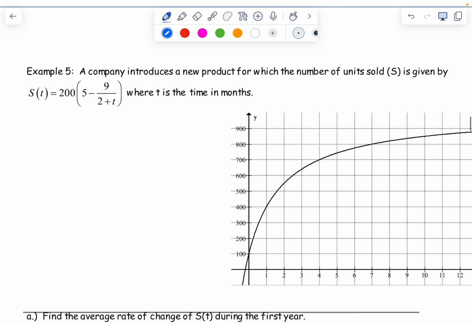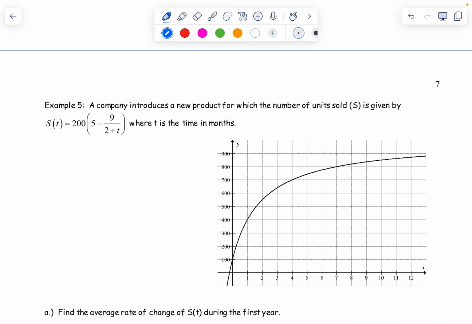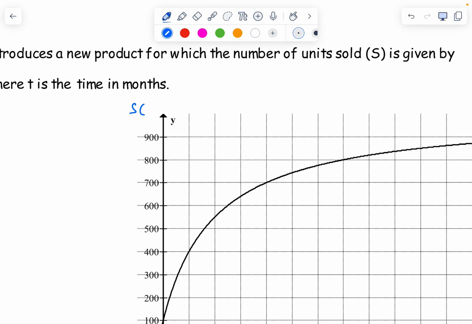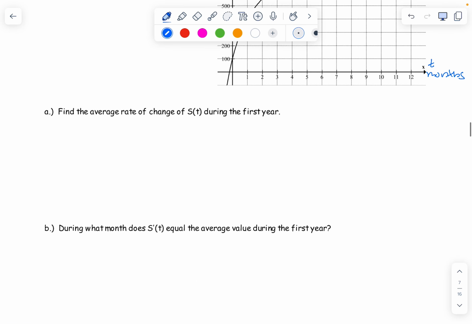All right, for number 5, Caitlin, go ahead and read. A company introduces a new product for which the number of units sold S is given by S of T equals 200 times 5 minus 9 over 2 plus T, where T is the time in months. Okay, let's go ahead and kind of make our graph in detail. So T is in months. And then we have S of T is our Y value. You can go back to the graph at some point if you want. If you want to just stick with Desmos, I'm okay with it as well.